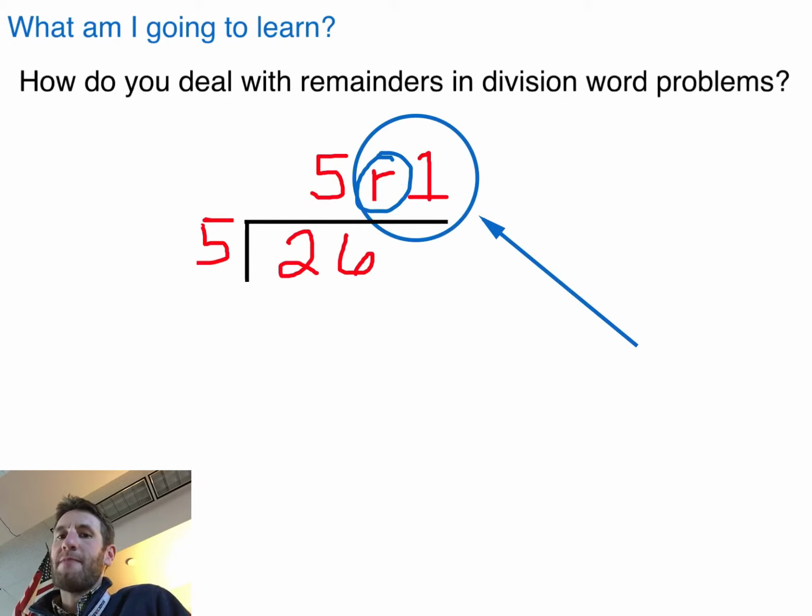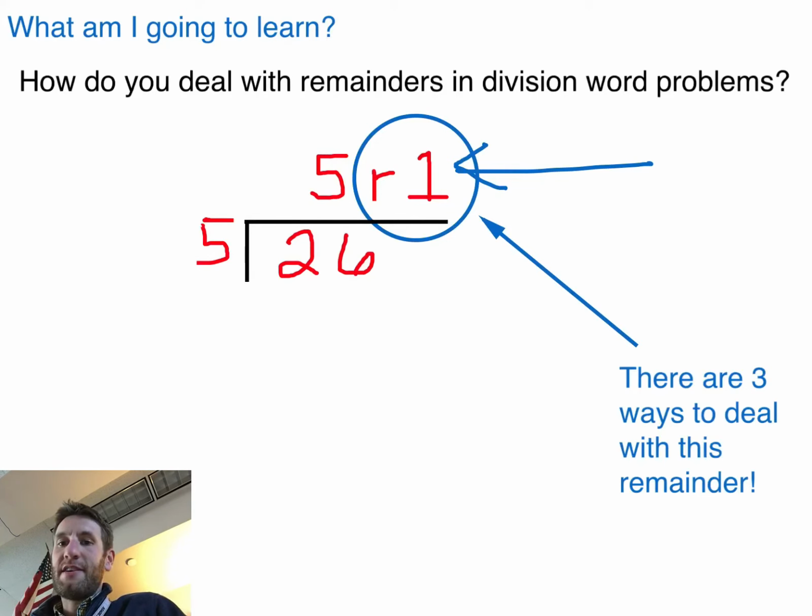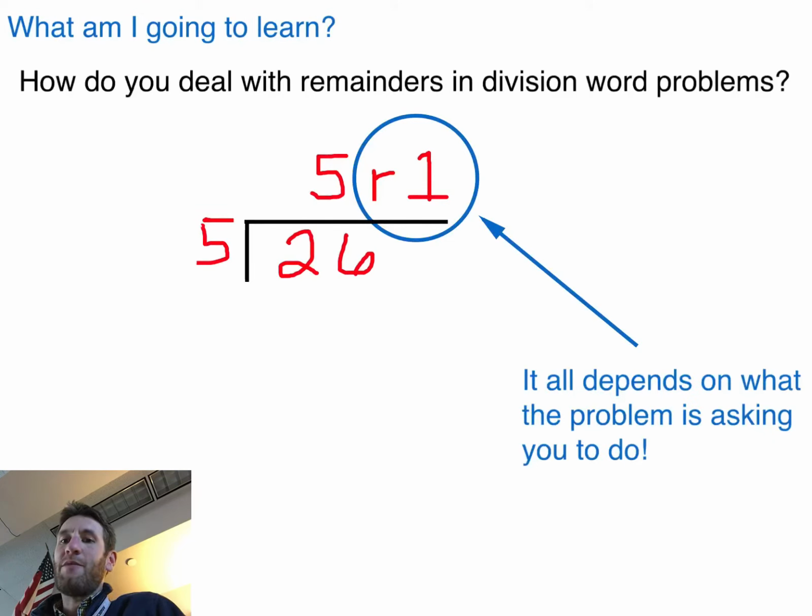But when you solve word problems, it's really important to know what the problem is asking you to do, because sometimes, as you'll see in a few moments with this arrow, there's 3 ways that we're going to learn how to deal with this remainder, because sometimes it has a place in your answer or in your solution sentence, and sometimes it does not have a place at all. And the most important thing that we've worked on lots and lots with the problems of the week, and especially with the organizers, is it all depends on what the problem is asking you to do.